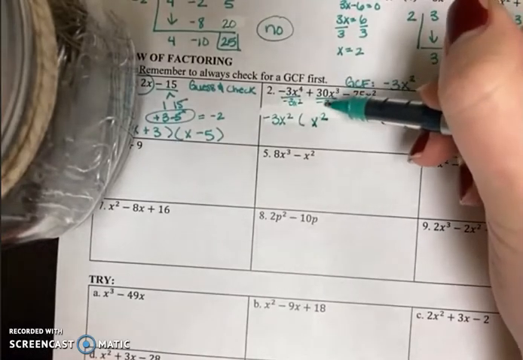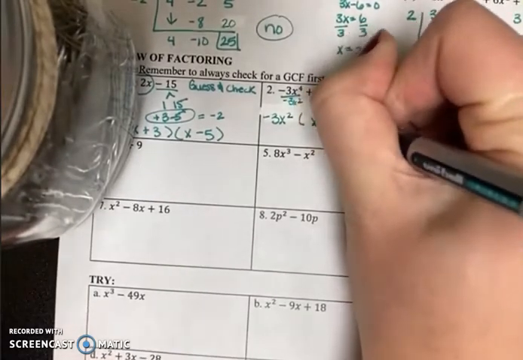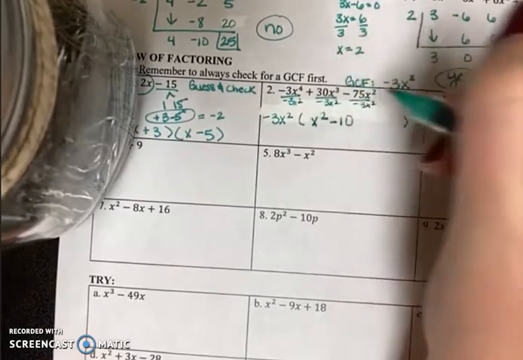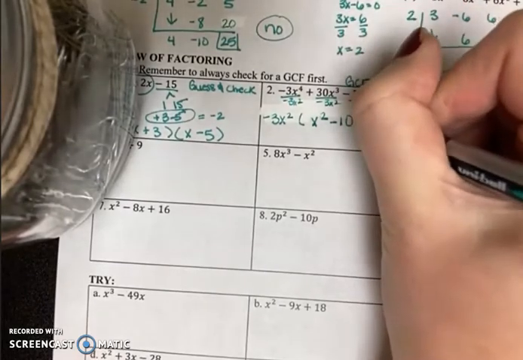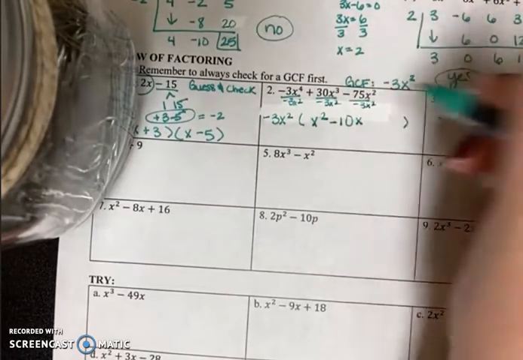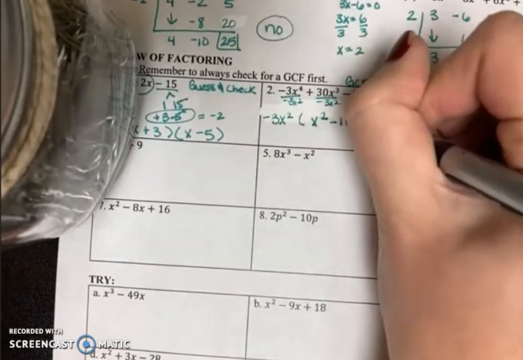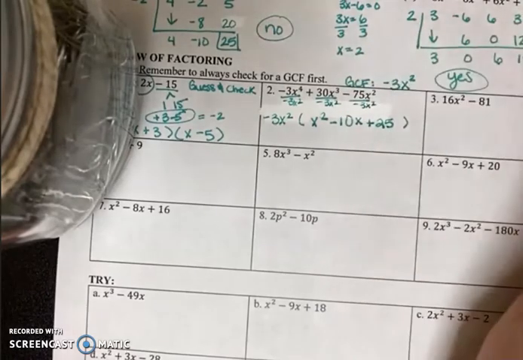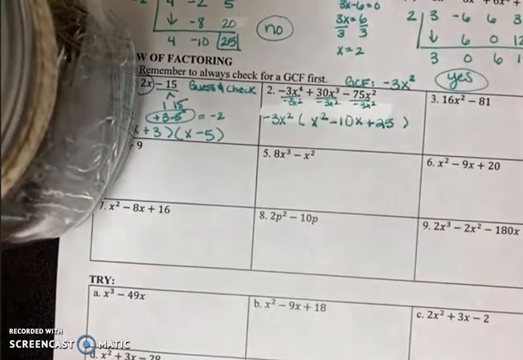Positive 30 divided by negative 3 is a negative 10. X cubed divided by x squared is x to the 1st power. A negative 75 divided by a negative 3 is a positive 25. And then x squared over x squared becomes 1, or they essentially cancel each other out.